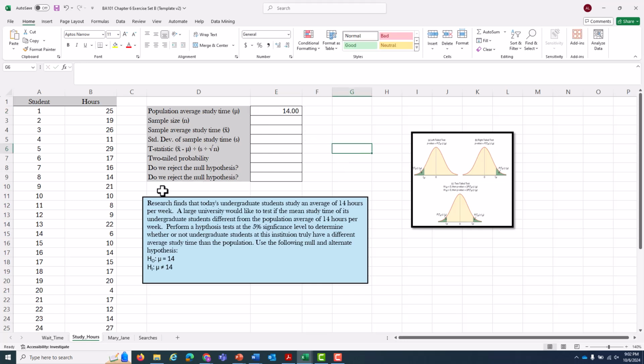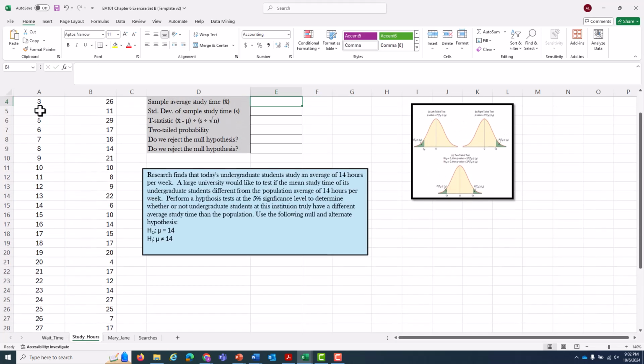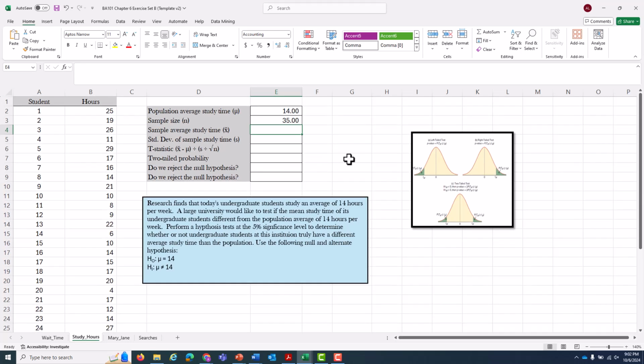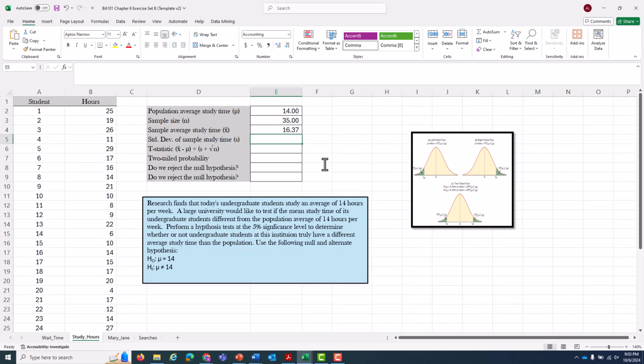Well, we took a sample in this case to figure out if this is true based upon our sample. How big is our sample? Well, I can use the COUNTA function to figure out how many students we have in our sample. And we have 35 students in our sample. So our n is going to be 35. What was the average study time for the students within this sample? Well, I could use the AVERAGE function and grab the number of hours that each student studied during the week, so the entirety of cells B2 down to B36. And for these 35 students that we polled, they are studying on average 16.37 hours per week.